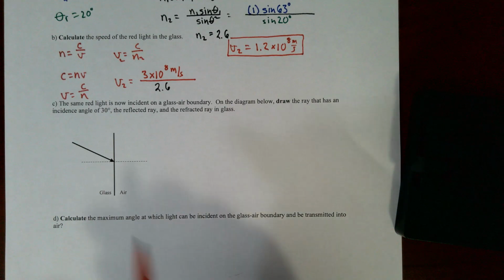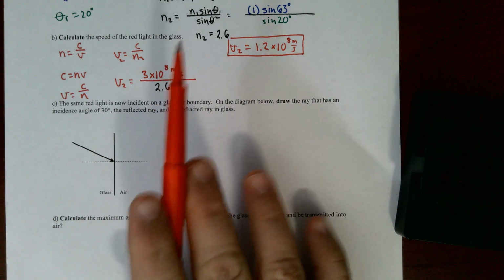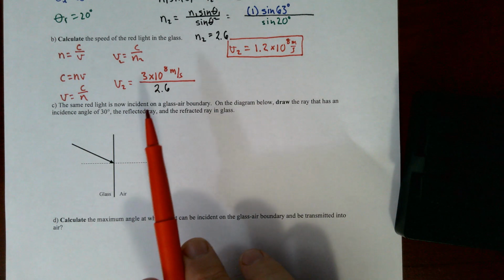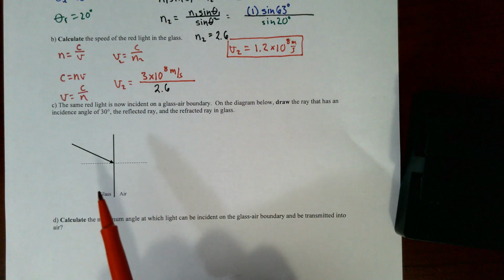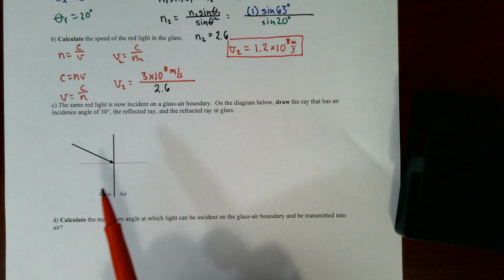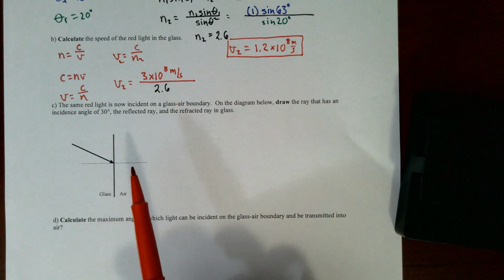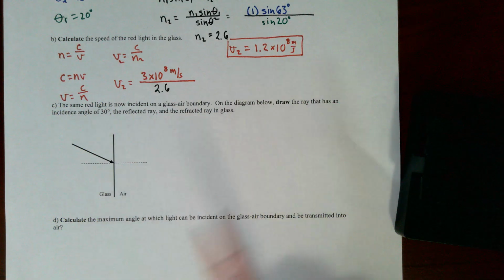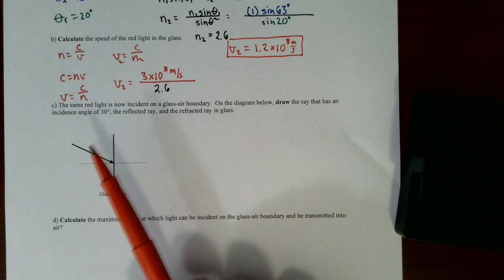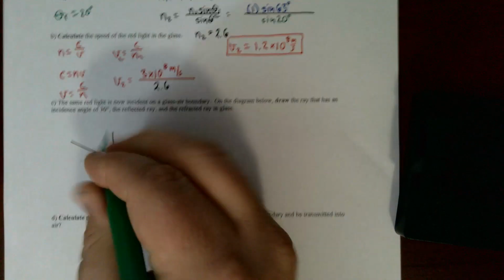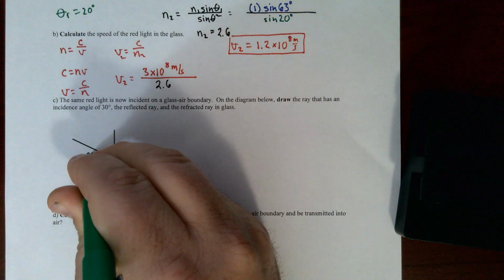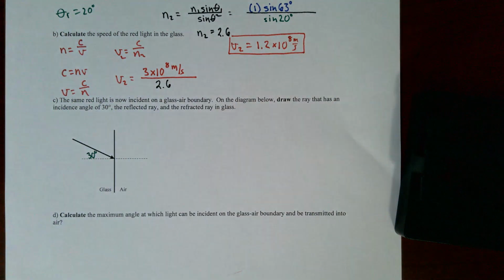Okay, in part C, the same red light, so everything from up there still applies, is now incident on a glass-air boundary. And so it kind of flips the situation around. Here we have glass, and then it's going to refract into the air. We're going to draw the ray. So this has an incident angle of 30 degrees. So I'm going to label that on here. This one's not drawn to scale, by the way.